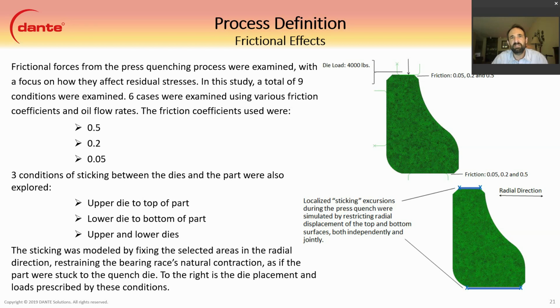We also wanted to see what the effect was if the die is completely stuck. In other words, the part was not free to move, to expand and contract, particularly contract at all. So we looked at fixing the upper die only, the lower die only, and fixing both the upper and the lower die. And fixing the die just meant we held the nodes of the model in place in the radial direction.